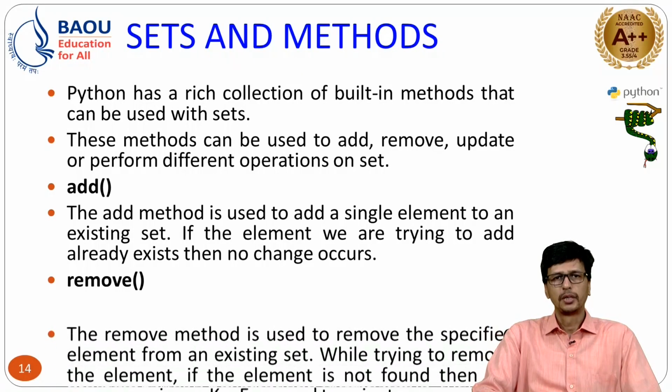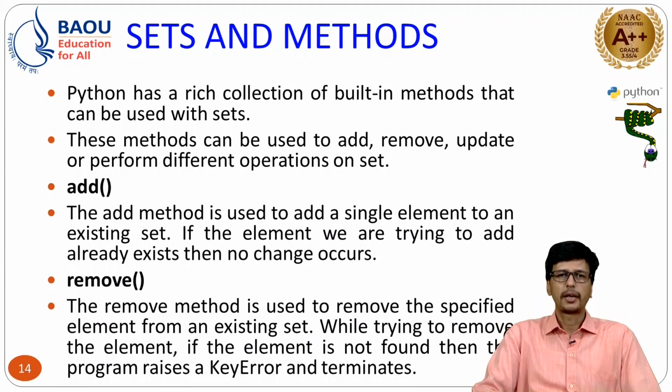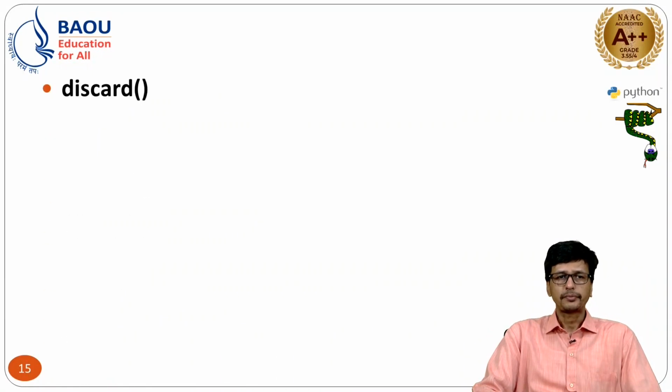Second is remove. Suppose you want to remove an element from the set, then you can use this method. Now suppose that element is not available in the set and you still try to remove it. In that case what happens? The program will raise an error, that is a KeyError, right?